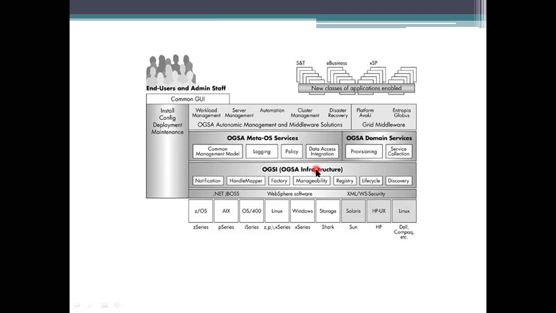OGSA has been specified, and it uses notification, handle mapper, factory, manageability, and registry, like the UDDI registry; we have the OGSA registry. What is the life cycle of that? How are we discovering? Discovering means we are given one name, then it gives the information about that. So it is divided. See database integration, policy, who is logging in. All these things will be processed and will be coming here.